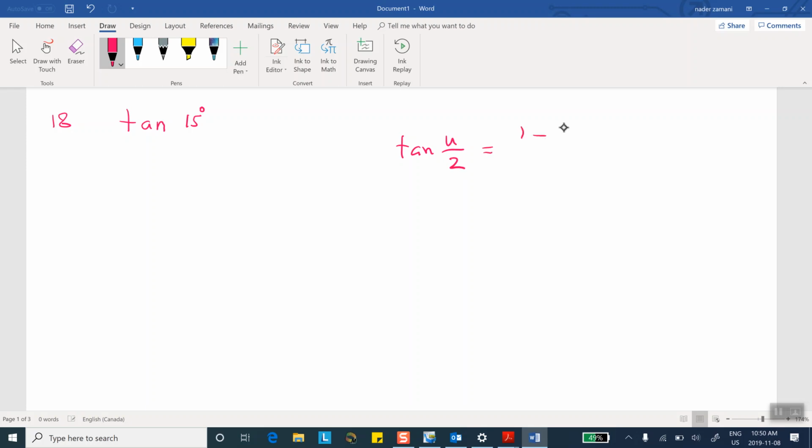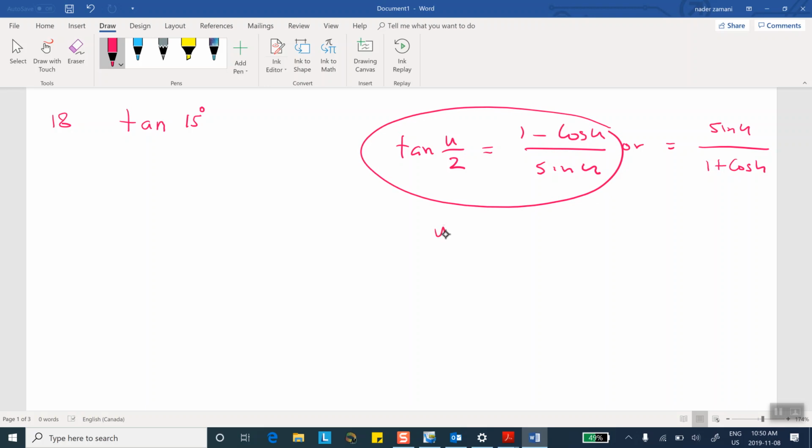It can be 1 minus cosine of u over sine of u, or equal to sine of u over 1 plus cosine of u. You can use either one of them. It really doesn't matter. So I'm going to use this one, where u is equal to 30 degrees. Okay? So tangent of 30 degrees over 2 is equal to 1 minus cosine of 30 degrees divided by sine of 30 degrees. And there's no algebraic sign to pick. Notice the other one had a plus or minus. I don't have a plus or minus here, so that's okay.